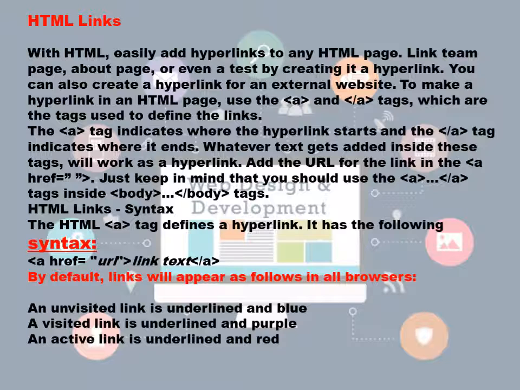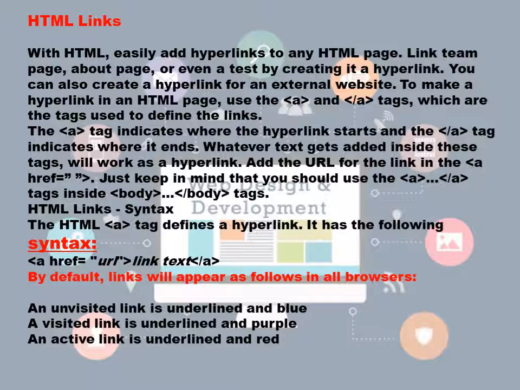So the syntax for the HTML link: the HTML anchor tag defines the hyperlink. It has the following: a href equals URL. In the URL, we are going to provide the address, then the link text. Here, by clicking on this text, that particular page is going to open, and then the closing of the anchor tag.